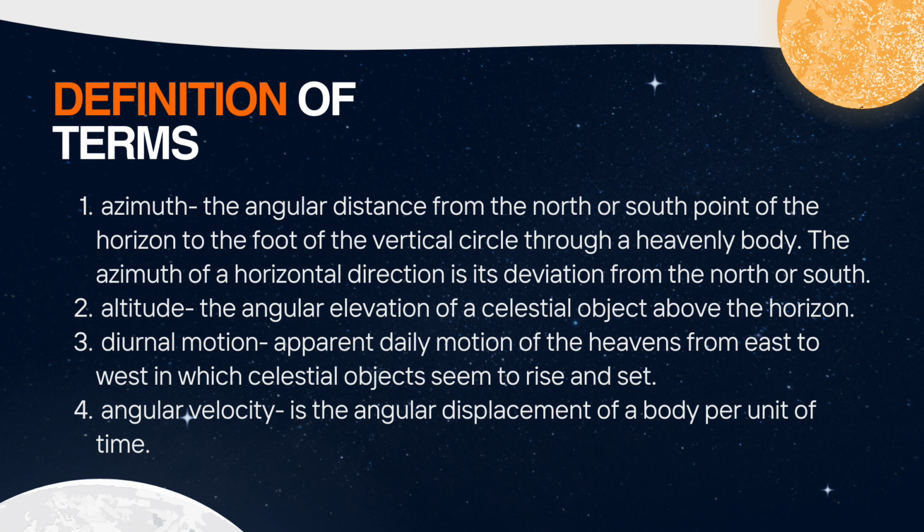Next definition of terms: diurnal motion, the apparent daily motion of the heavens from east to west in which celestial objects seem to rise and set. And lastly, the angular velocity: it is the angular displacement of a body per unit of time.